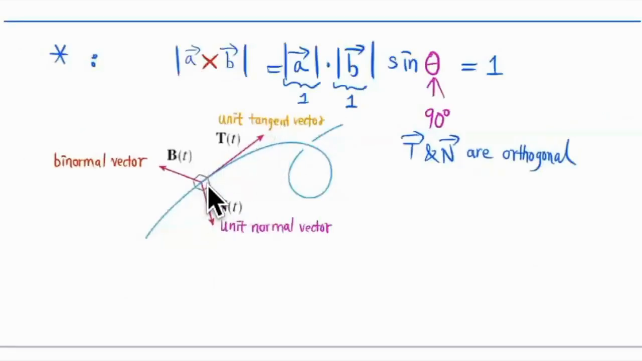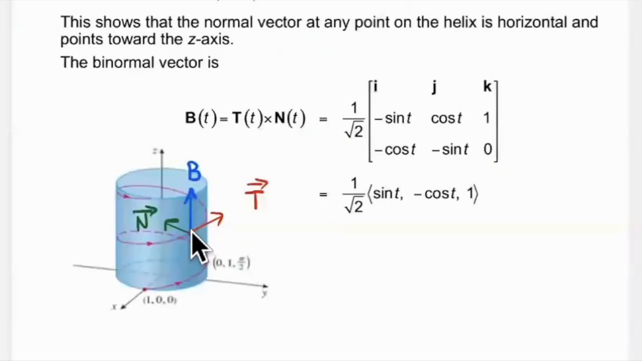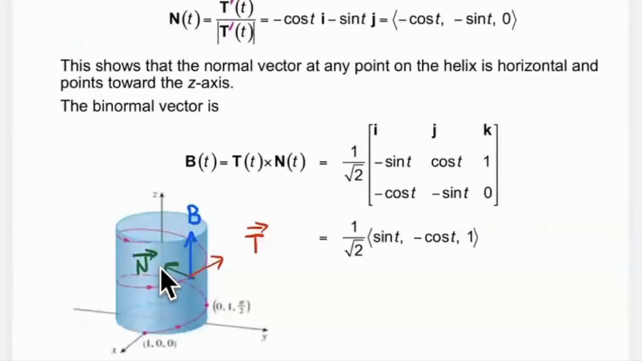We found the unit tangent vector. We also got the unit normal vector here. Here I have a picture, and you see the unit tangent vector for this point on the helix going this way. And this green one here is the unit normal vector. It's given by this. And you can see that this unit normal vector at any point of this helix is going to be horizontal, because the z component is 0, and it points toward the z axis.